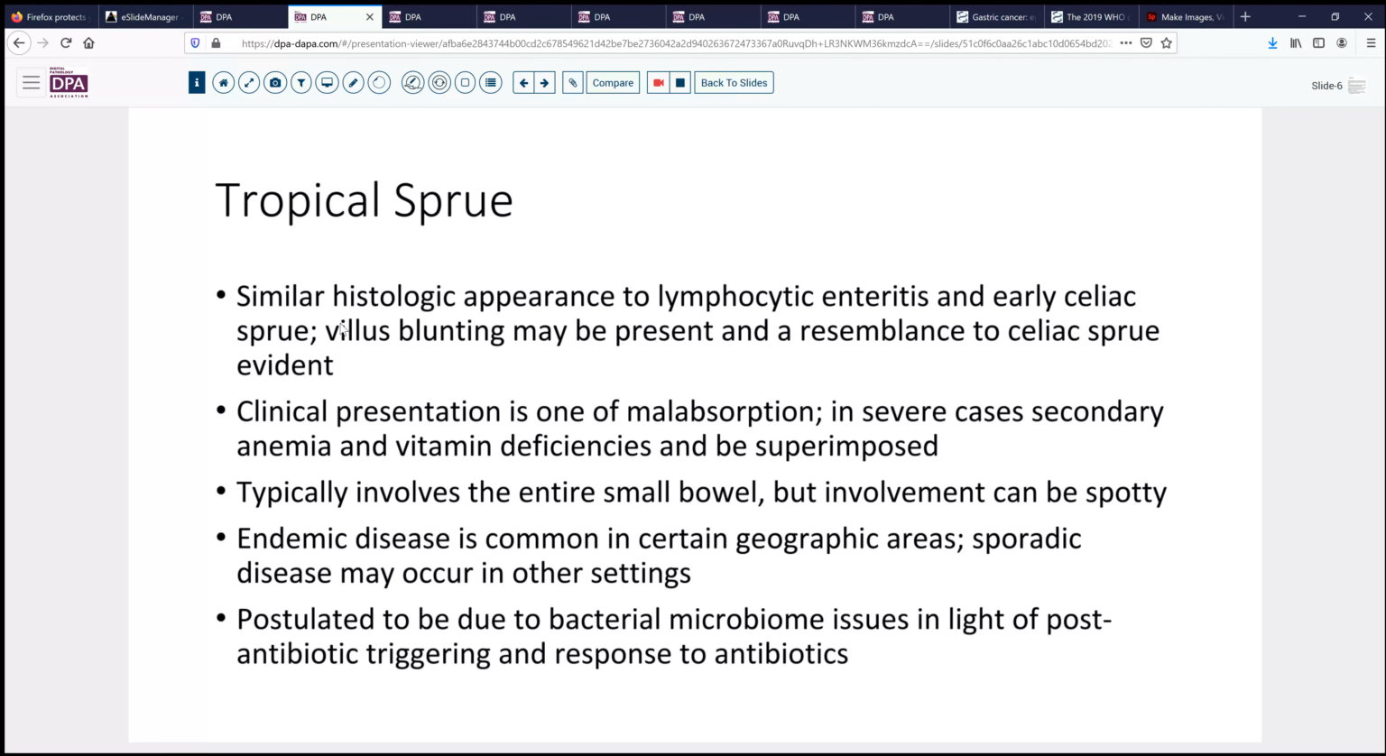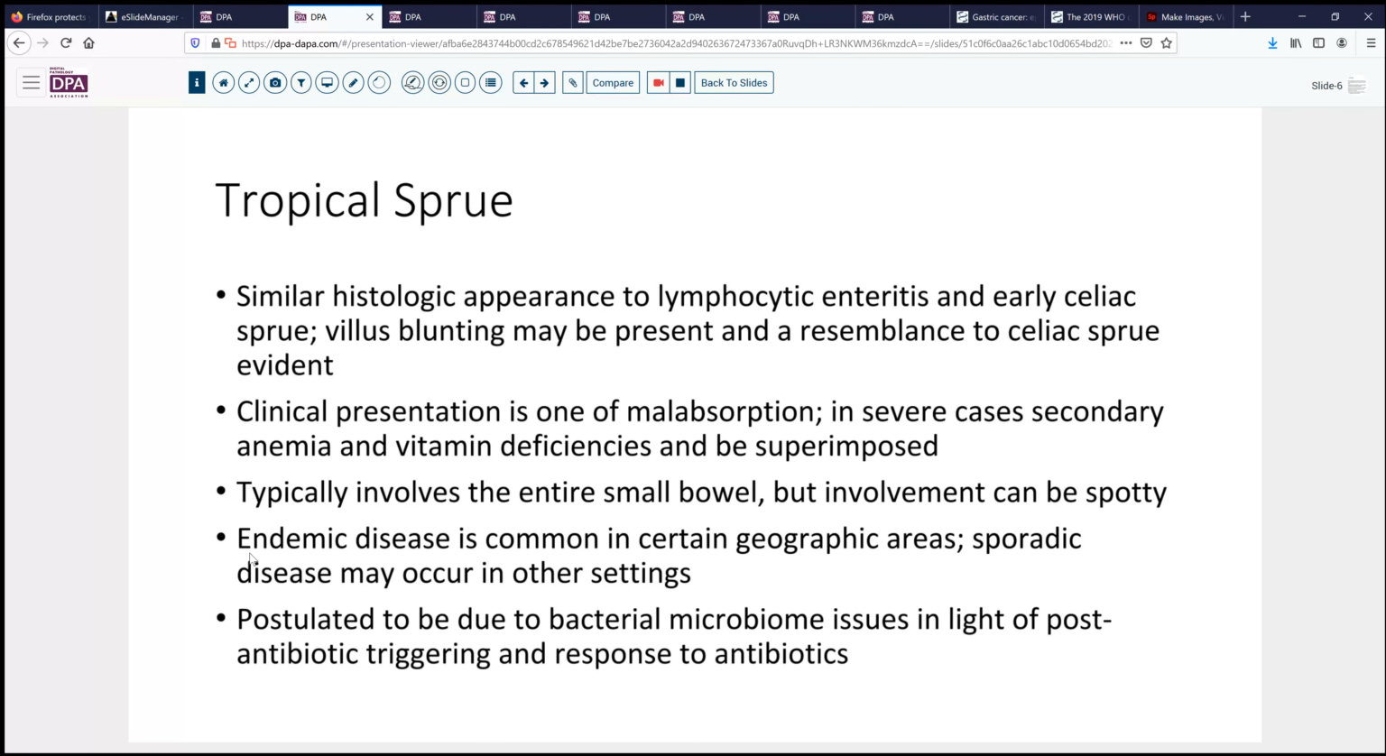So in tropical sprue, we would expect to see the entire small bowel involved, although it can be somewhat spotty. Whereas with celiac sprue, it's typically just that proximal third or so of the small bowel that tends to be most severely involved. Clinical presentation in tropical sprue is one of malabsorption, and in severe cases, that can be so bad that they will have developed anemia, vitamin deficiencies, maybe B12 or folate deficiencies superimposed on that.